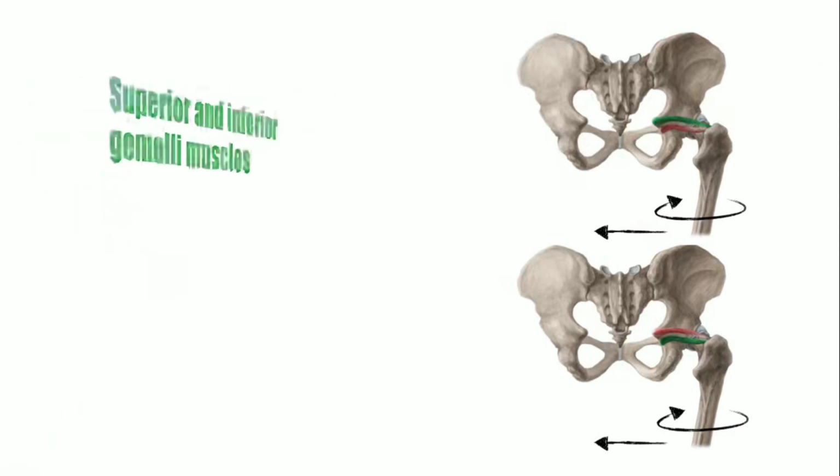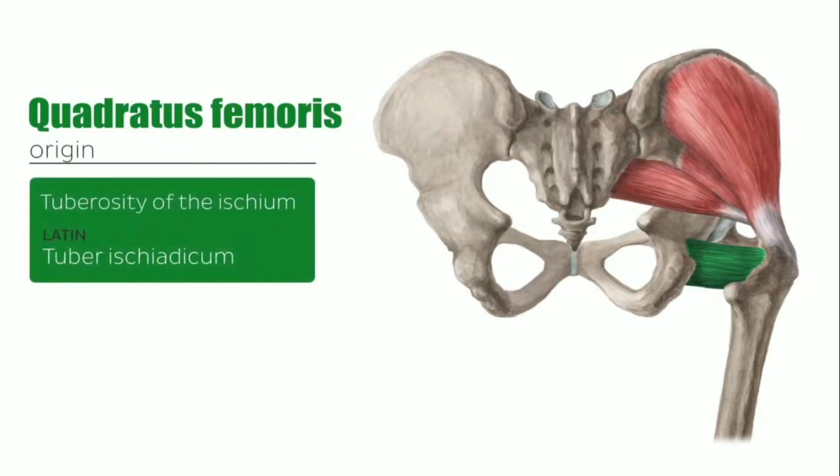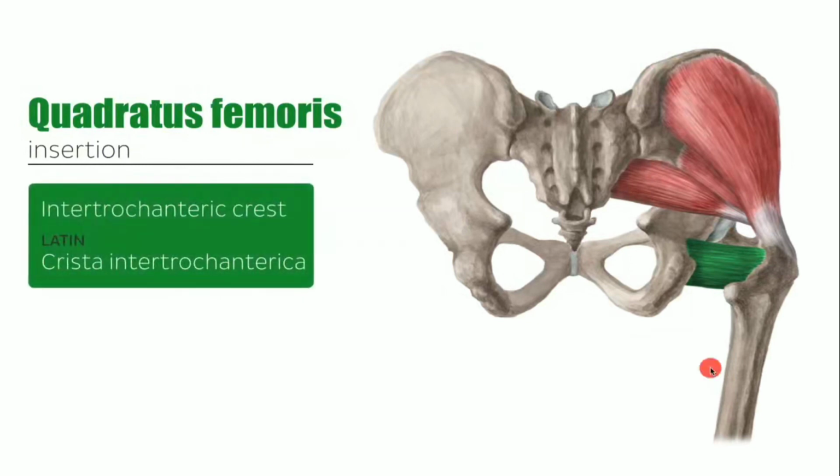Moving on to the last muscle in our tutorial, the quadratus femoris. The quadratus femoris originates at the tuberosity of the ischium, as you can clearly see from this image. In terms of insertion points, this muscle is going to cross the border and go all the way to the intertrochanteric crest, as you can see here on the femur. This area is known as the intertrochanteric crest because it's an area between the greater trochanter and the lesser trochanter, as you can see on these images.